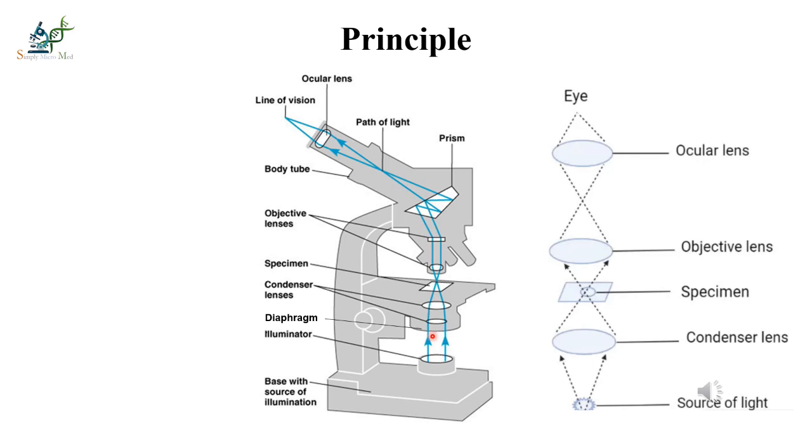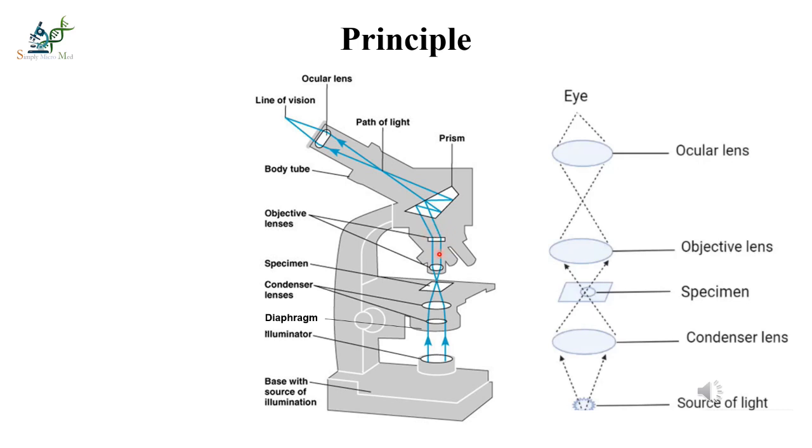So the light will reach the condenser. What will happen? This condenser will focus the light on the specimen, and also it will illuminate the specimen or the object. After that, the light will reach the objective lens. The objective lens will magnify the image. There are different types of objective lens. We already discussed earlier: 4x, 10x, 40x, and 100x. Depending upon the need, we can change the power of this objective lens. Or simply we can say that this objective lens will magnify the image.